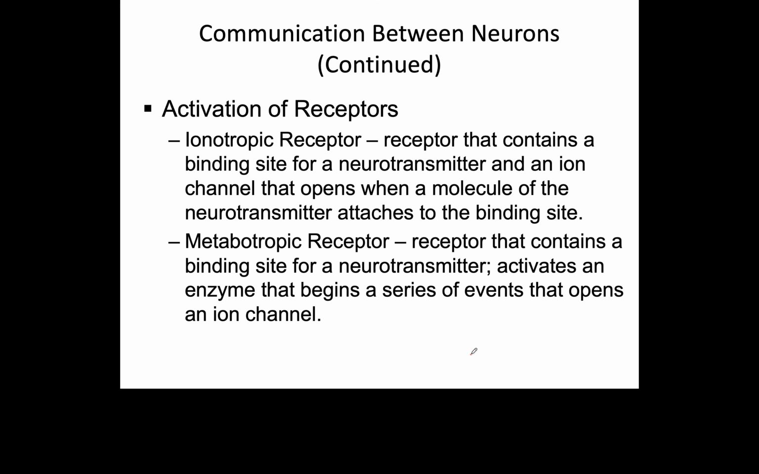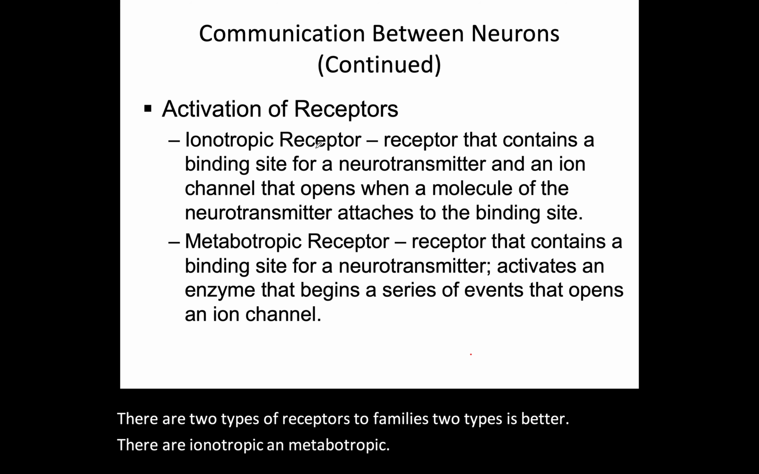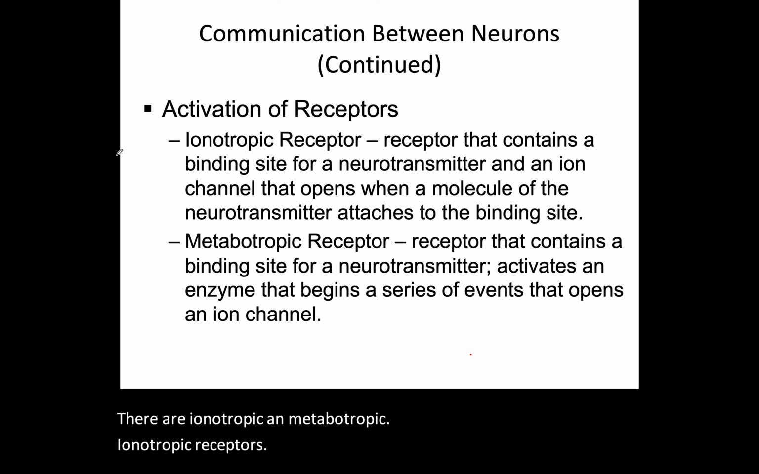There are two types of receptors, two families. Two types is better. There are ionotropic and metabotropic. Ionotropic receptors are rapid but short duration.